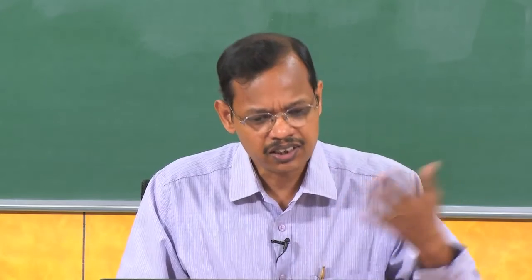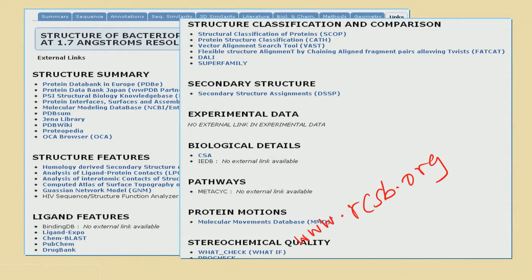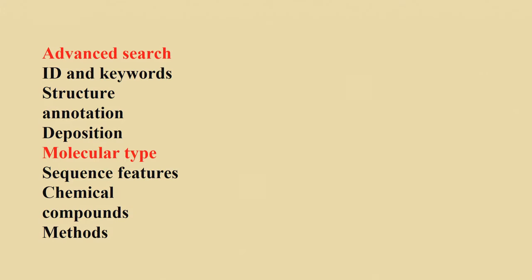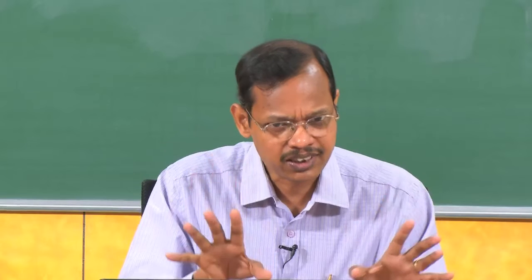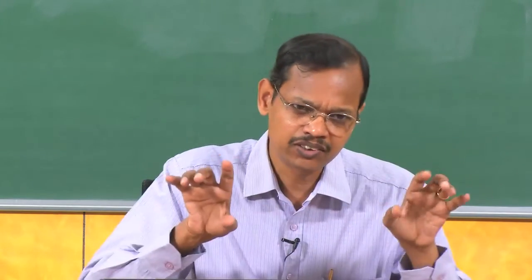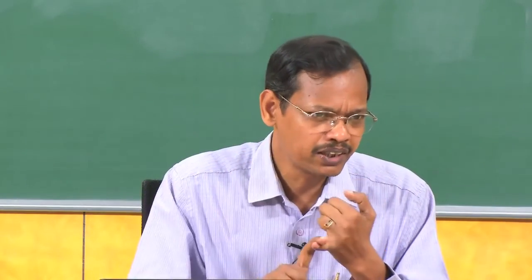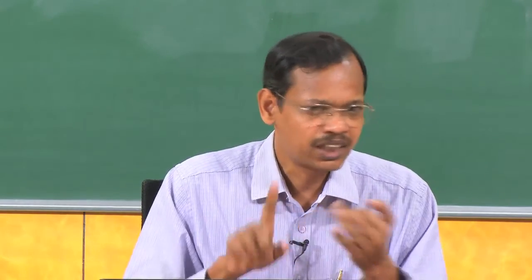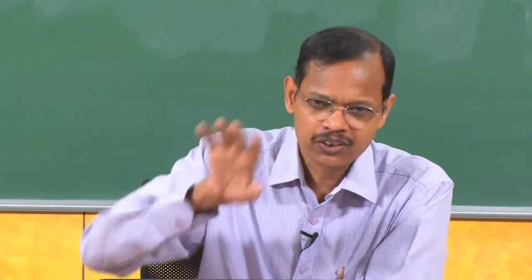Just try with any PDB ID and see the details available in the Protein Data Bank. There are classifications, biological details, and other information regarding pathways, motions and so on. The PDB has several options to search and get the data. First, you can use the simple search. In this case, you can search with any PDB ID, names, or keywords, and you will get the information.